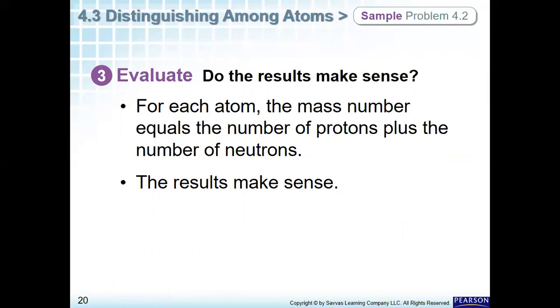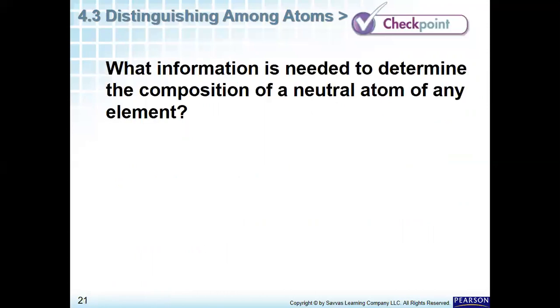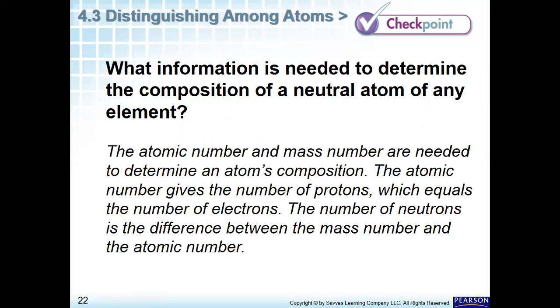So the results are making sense for us, guys, because it's giving us application for our rules here. What information is needed to determine the composition of a neutral atom of any element? I only have to get the atomic number and mass number to get everything about the composition of it: protons, electrons, and neutrons. So that's it.